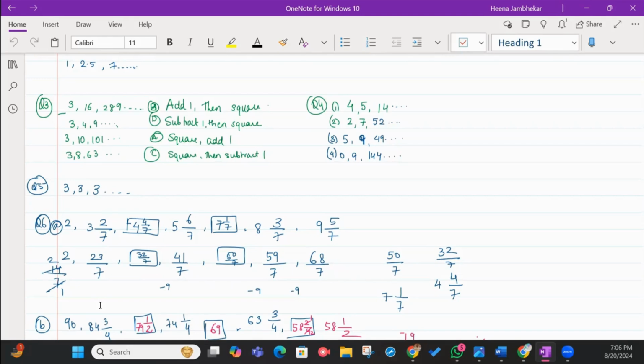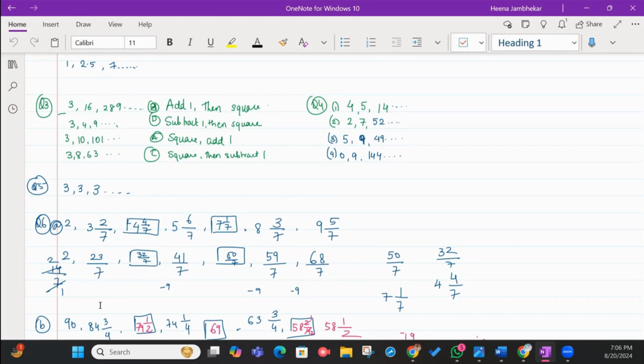Question number 6 is important. Please write the question. You have to find the missing terms. Write the question as find the missing terms. Question number 6, find the missing terms. First write 2, comma.